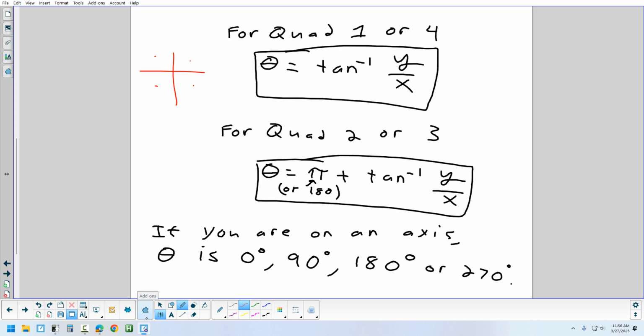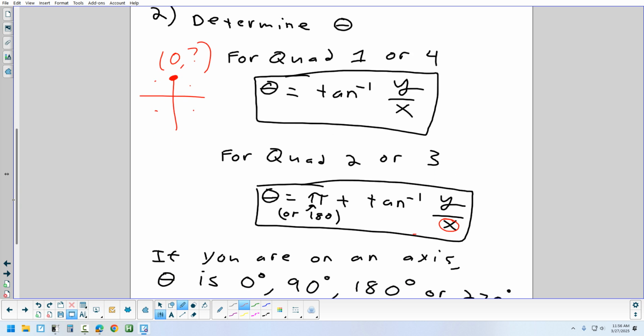The reason you can't use the formula, what's the coordinate for that point right there? 0, 1. Well, it's 0, y. We don't know how high it is, but x is 0. And if x is 0 and you try to fill it in, it's undefined. You'd be dividing by 0. So these formulas don't work if you're on an axis. Okay, so that's how you find your angle.